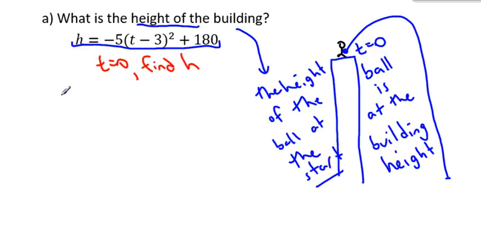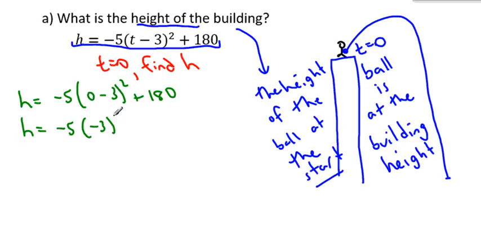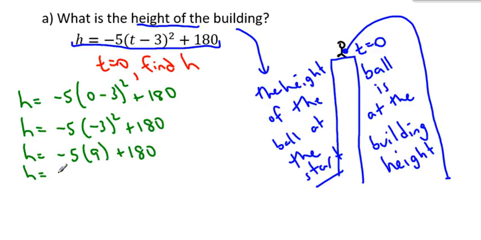So that's an algebra question. If we sub t equals 0 into this equation, what happens? So t is now 0, everything else exactly as I see it. And then I just have to do good algebra order of operations to solve. So first, inside the bracket, 0 subtract 3 is -3. And then there's an exponent to deal with. -3 squared is 9. And then multiplication, -5 times 9 is -45. And then finally the addition or subtraction, -45 plus 180 is 135.